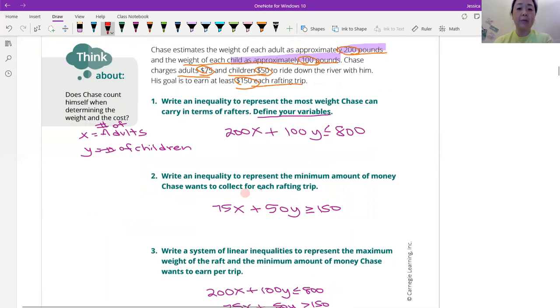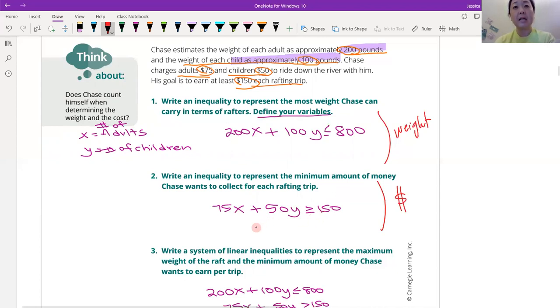And this one right here, now looking at just the money part, right? This one was the weight, right? So this is the weight. And this is for the moolah, right? So it's that $75 per adult and $50 per child. And he wants to get greater than or equal to $150, right?